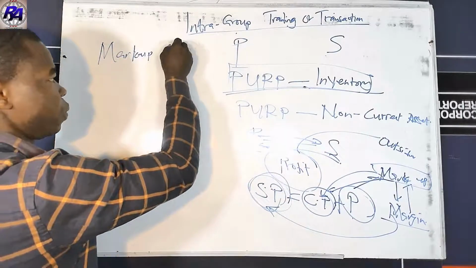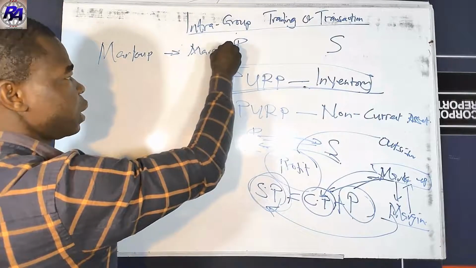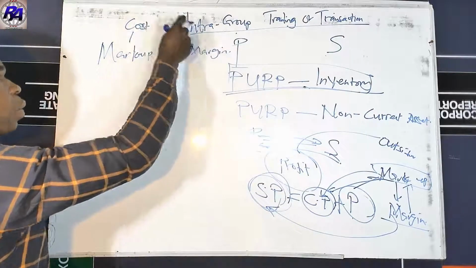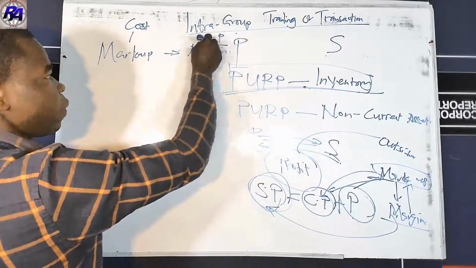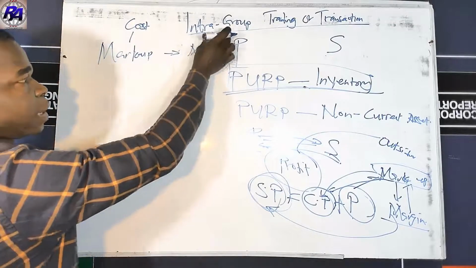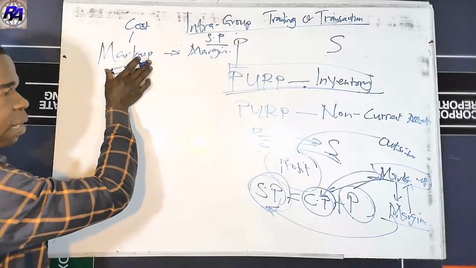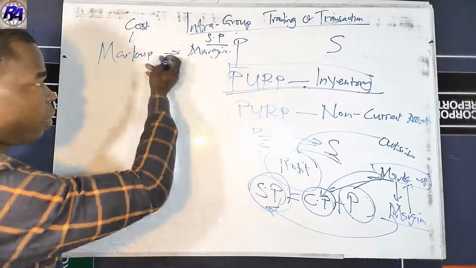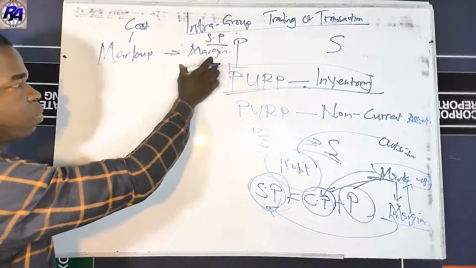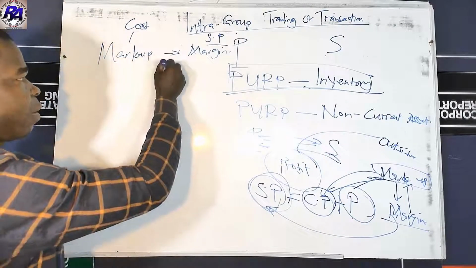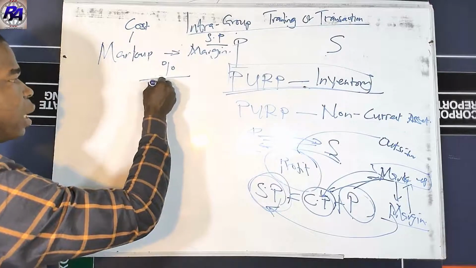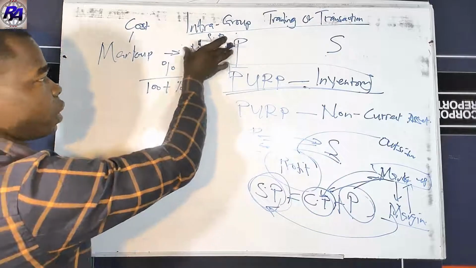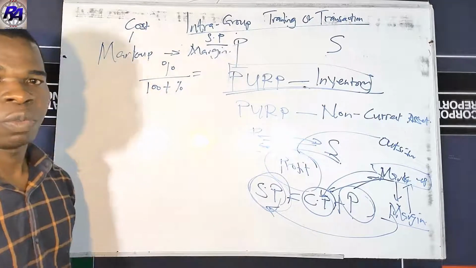So markup to margin. When we want to change markup to margin, we always add. Remember that markup is on cost, whilst margin is on selling price. So if you've been given selling price, yet they've given you markup, then you have to change this markup to margin before you can work on the selling price. It's probably going to be given as a percentage. Anytime you change markup to margin, we add. In other words, whatever percentage you have here divided by 100 plus that particular percentage, whatever you get becomes the margin you are going to use to compute your unrealized profit.